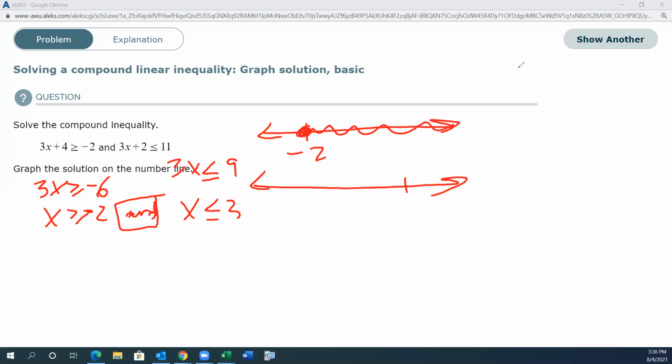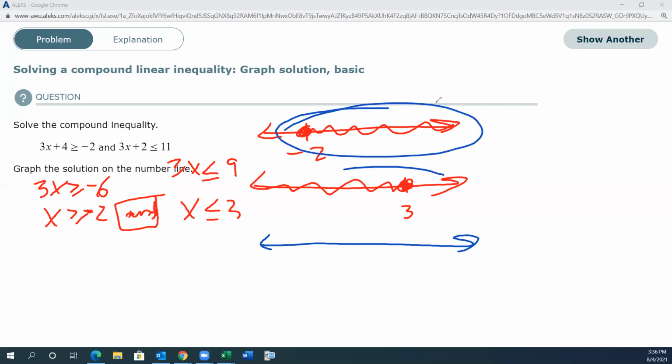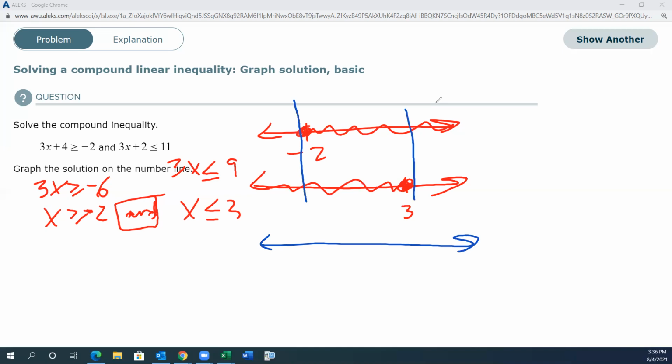X less than or equal to 3 looks like that. And so because there's an "and," our solution set is only made up of those numbers that satisfy that area and that area. In other words, only those numbers on the number line that are in both, where the two of them overlap. Well, they overlap between negative 2 and 3. So on the number line, it's going to look like that. And in interval notation, it'll have brackets because of those filled in circles.